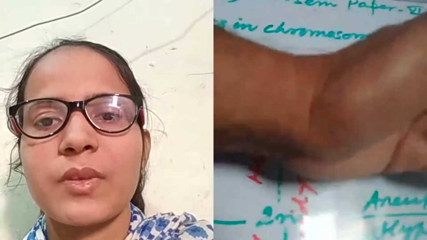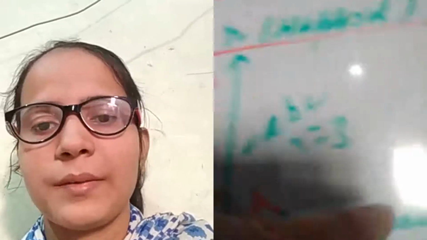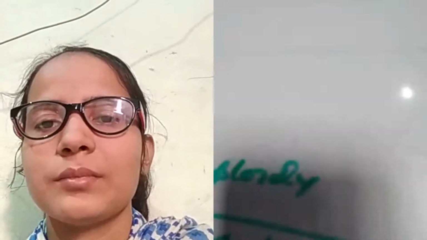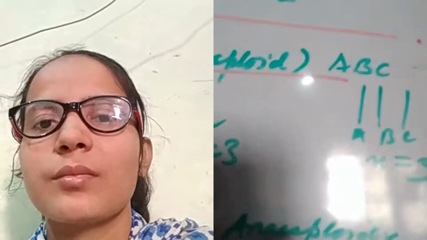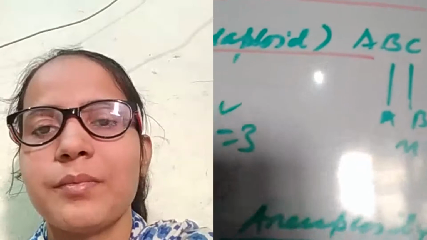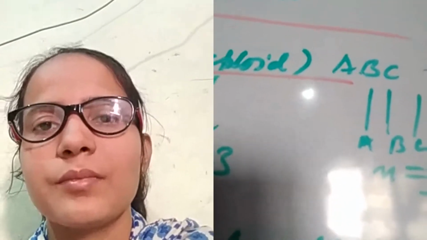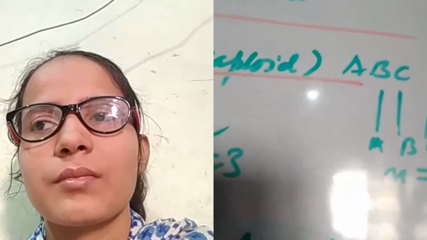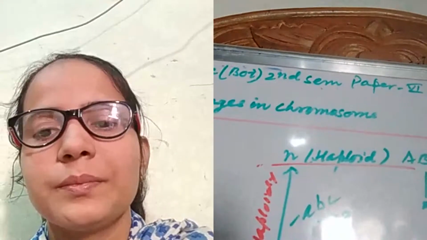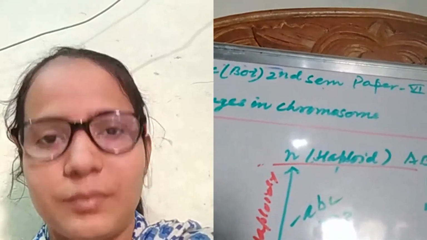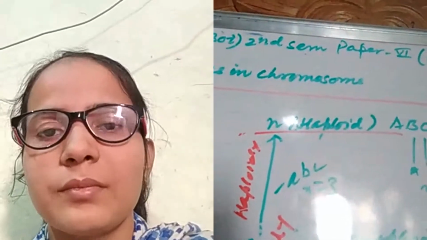Now look at aneuploidy, another type of numerical change in the chromosomes. Look here. This aneuploidy is of two types: hyperploidy and hypoploidy. On this side I have written hypoploidy, and on this side I have written hyperploidy. Here, an means false. Why are we using the term false here? Because there is neither a loss nor a gain of a complete set of chromosomes. Rather, one or more than one chromosome is lost or gained from the set.